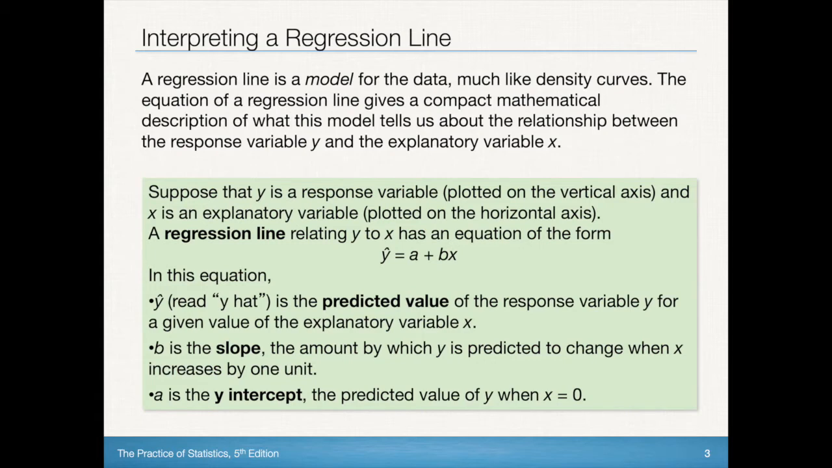As we know from previous exposure, b is now going to be equal to the slope as it's attached to the explanatory variable x, and a is going to be our y-intercept when x is equal to 0.